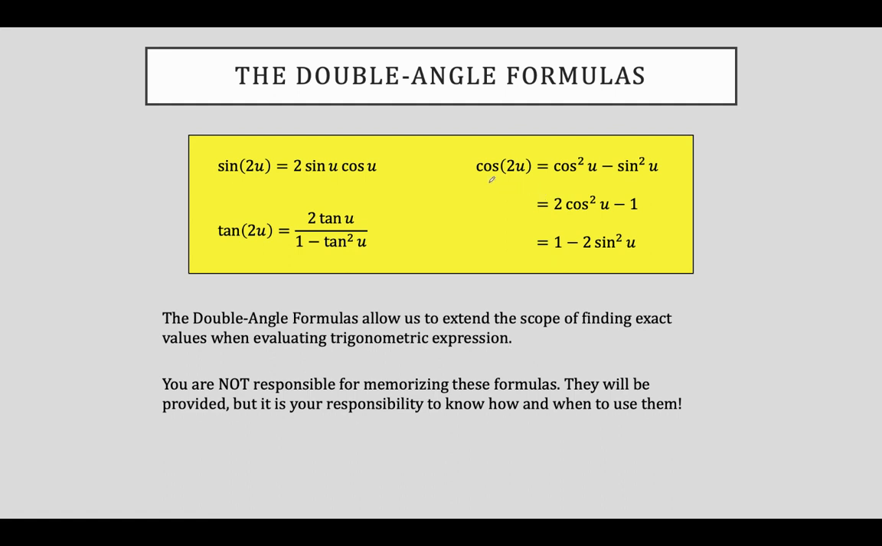One thing to make note of here: yes, there are 3 different formulas to use for cosine of 2u. So when you're doing problems that involve cosine of 2u, pick the one that seems to make the most sense to you and whichever one you prefer the most. They will all give you the same answers. In some cases, one option might be a little bit better than the other, but I'll leave that to you to figure out.